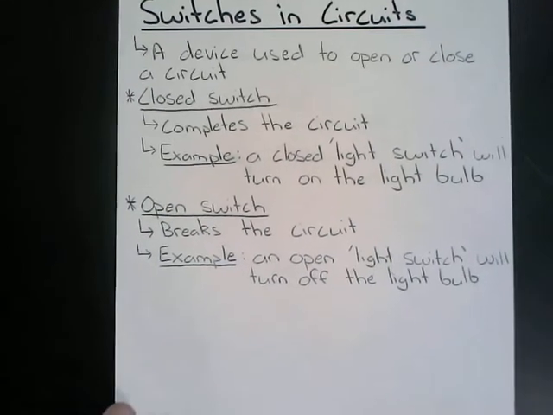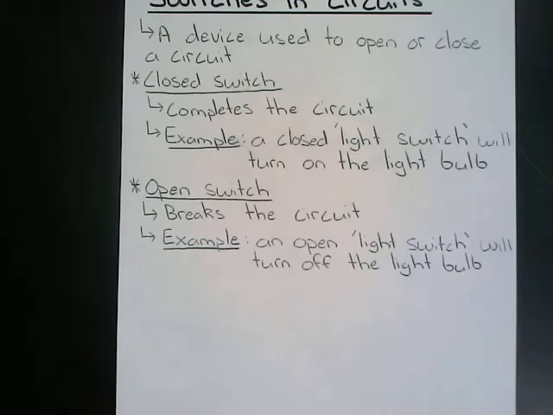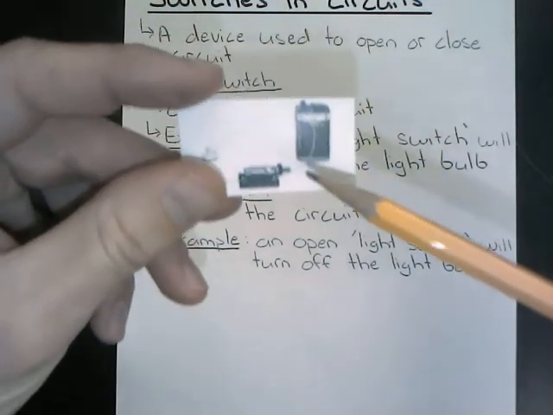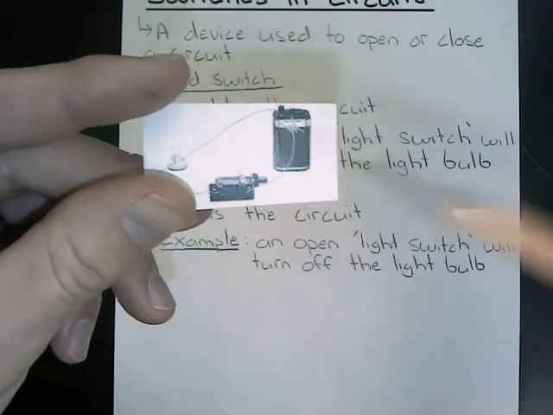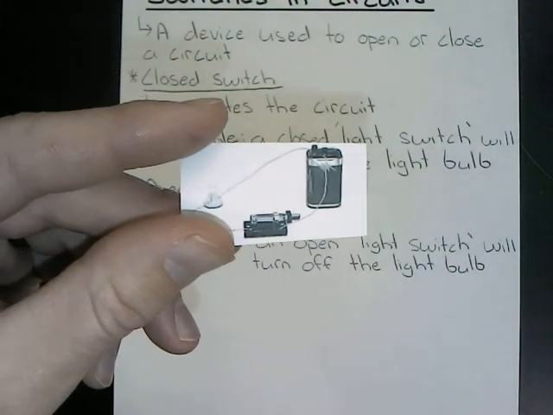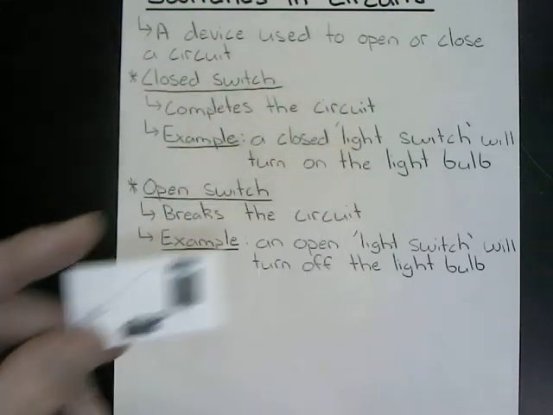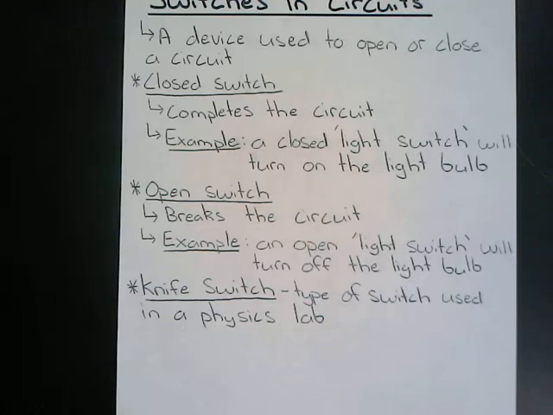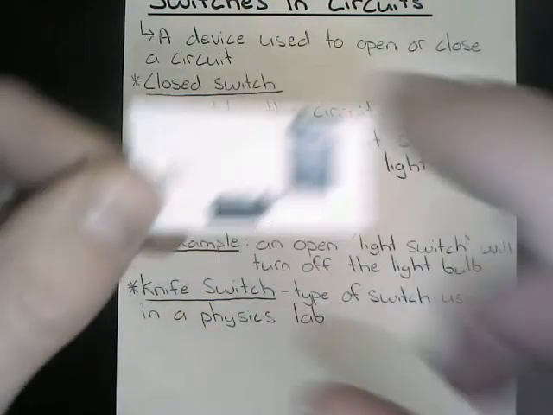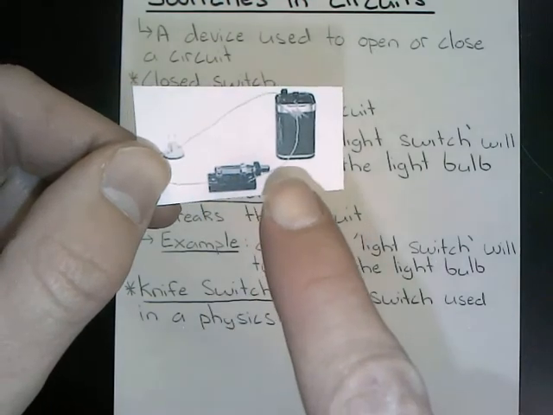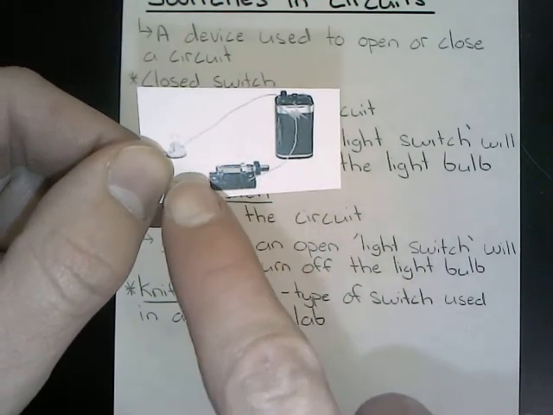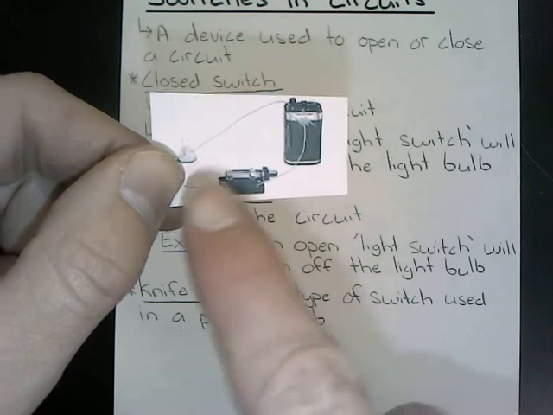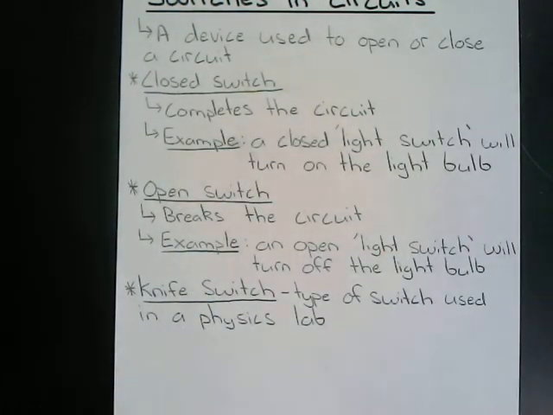So now we can shift gears to what I referred to earlier as a knife switch. A knife switch is seen in this picture that I'm holding up to the camera. A knife switch is just a type of switch typically used in a physics lab. What the knife switch consists of is a metal bar cut across the conductor. You can see the wires come into both sides. You have the metal bar, and you have the conducting business of that metal.